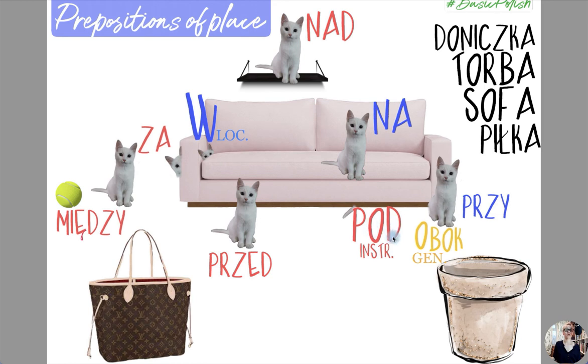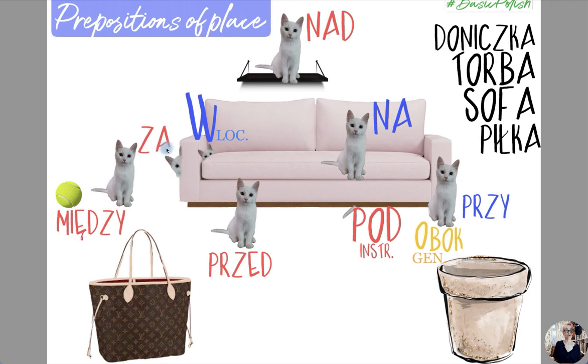Very often, because this is the consonant D, when we have a situation, you probably know that already, when the word starts with an unvoiced consonant like sofa, the D consonant becomes T. So pod sofą, okay? Pod sofą, under the sofa. In front of the sofa, the same situation with unvoiced consonant, przed sofą. So kot jest przed sofą. Kot jest przed sofą. The cat is behind the sofa.